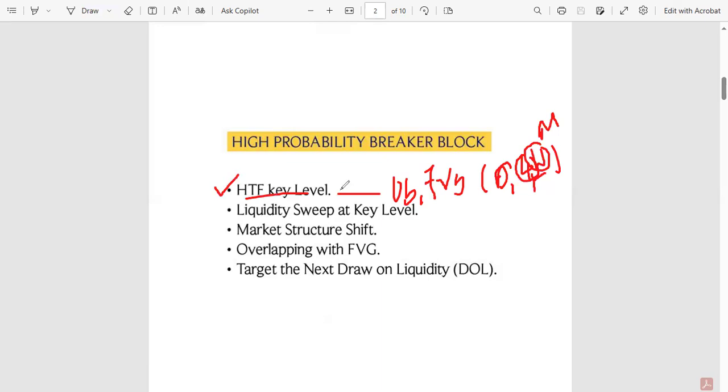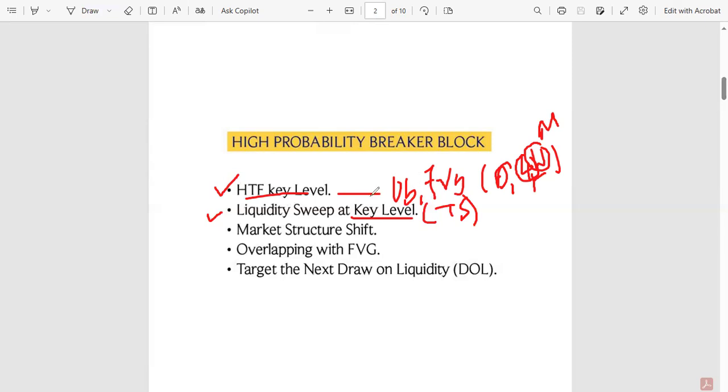And if price has already tapped into the high time frame key level, then you can drop down into a lower time frame. And when you are in the lower time frame, look for a liquidity sweep. This liquidity sweep can also be in the higher time frame. Most of the time we have a liquidity sweep at a key level, which is called the turtle soup. You may see turtle soup around that area where you have your key level.